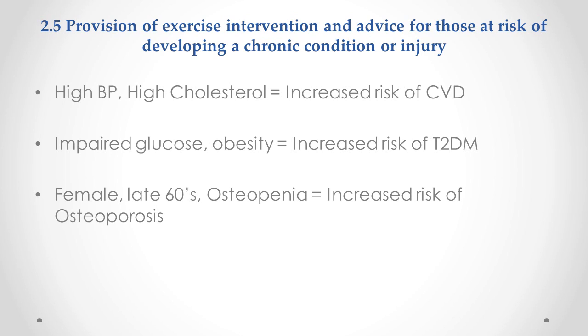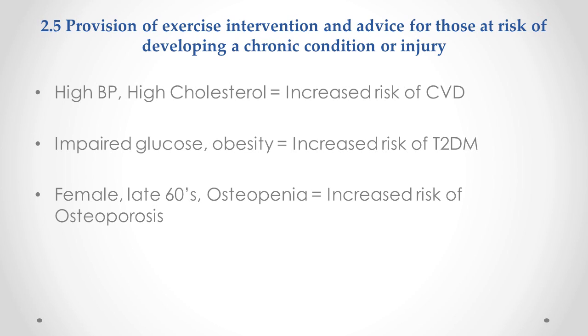Scope item 2.5 involves the provision of exercise intervention and education for clients who are at risk of developing a chronic condition or musculoskeletal injury. In this particular population, exercise interventions aim to decrease the risk and/or slow the progression of developing more major, serious chronic conditions. During my placement, I worked with a range of clientele who were at risk of developing chronic conditions. Here are 3 specific examples.